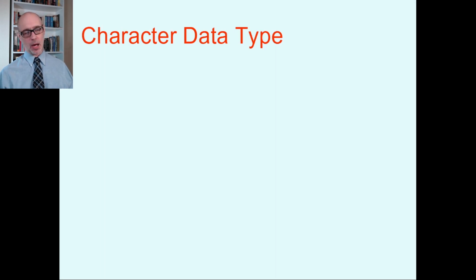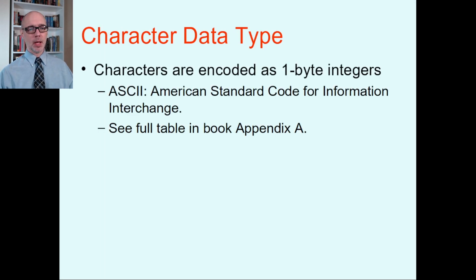Okay, details about the character data type. Of course, characters are very simple. Characters in C++ are encoded as 1-byte integers. And the system that's been around for decades is called ASCII, which stands for the American Standard Code for Information Interchange. The particular list of what number gets associated with what character.